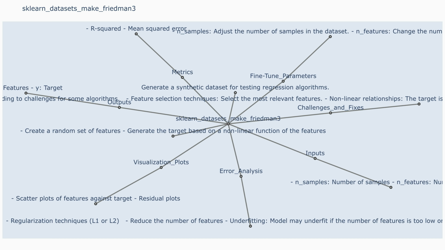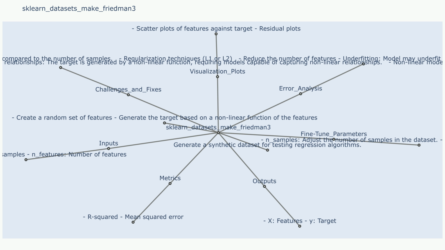sklearn datasets make_friedman3. Description. This function generates a synthetic dataset designed to test the effectiveness of regression algorithms. It simulates a nonlinear relationship between the input features and the target variable, making it a good benchmark for evaluating model performance in handling complex relationships.